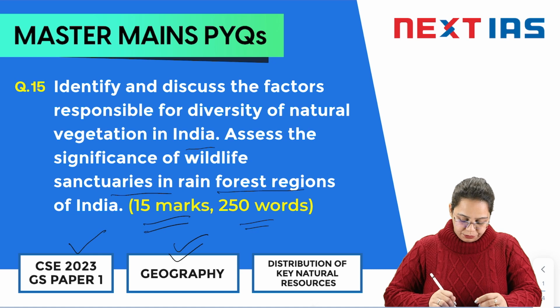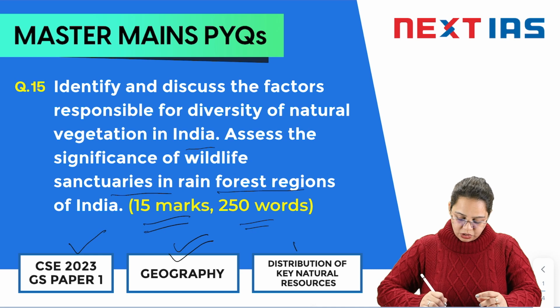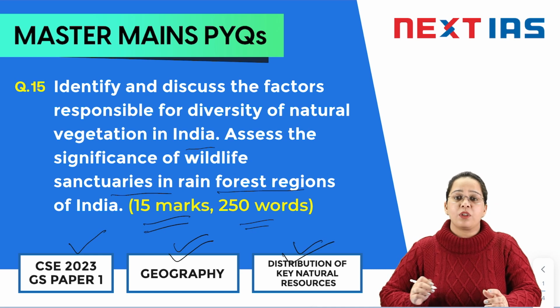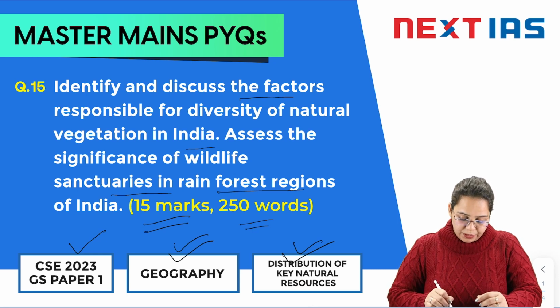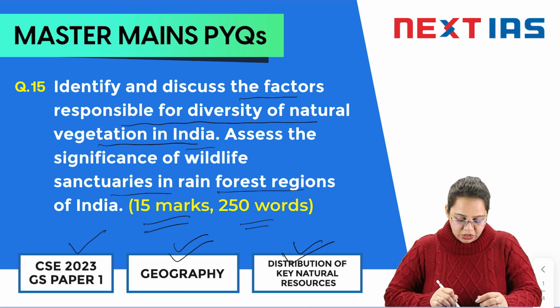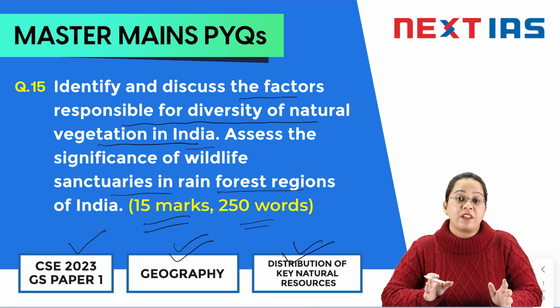This is part of your geography syllabus, and specifically it covers the distribution of key natural resources around the world and India. So in this question, we need to discuss the factors responsible for diversity of natural vegetation in India. India is a land of diversity. In the sense of natural vegetation also, India ranges from hot desert areas in Rajasthan to the wettest place on earth, Mawsynram in Meghalaya. So there is a variety of natural vegetation across the length and breadth of India.